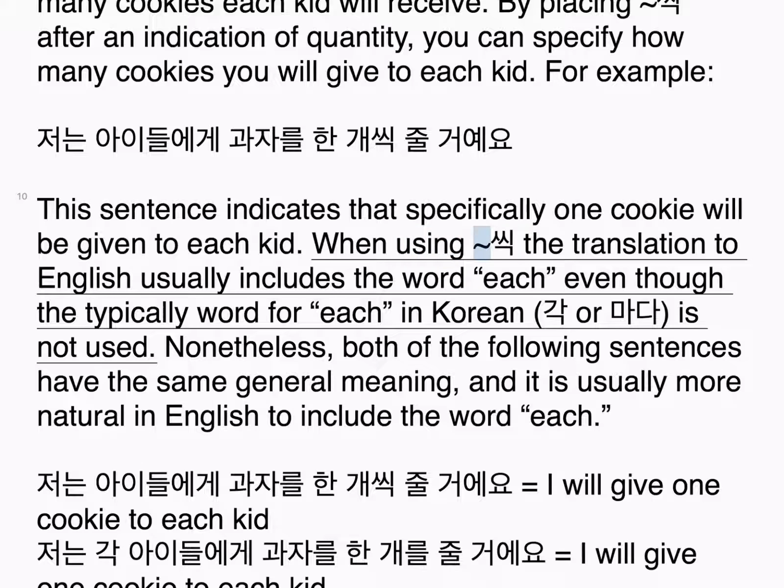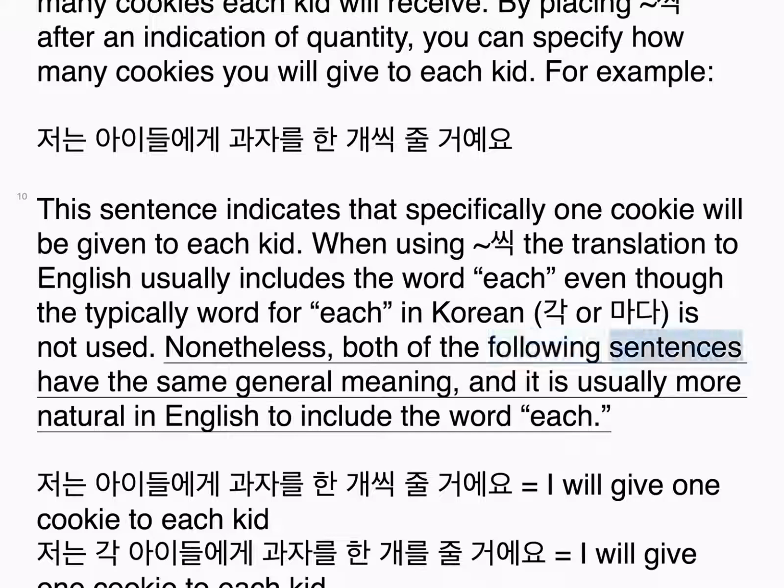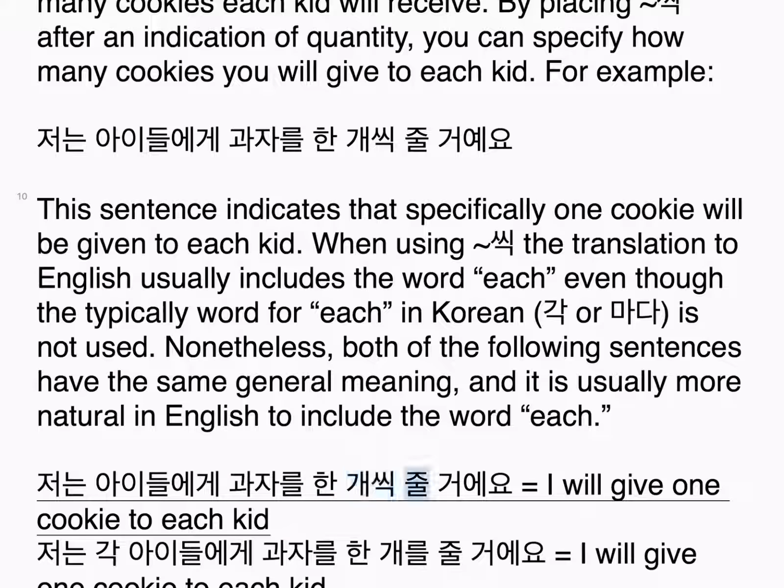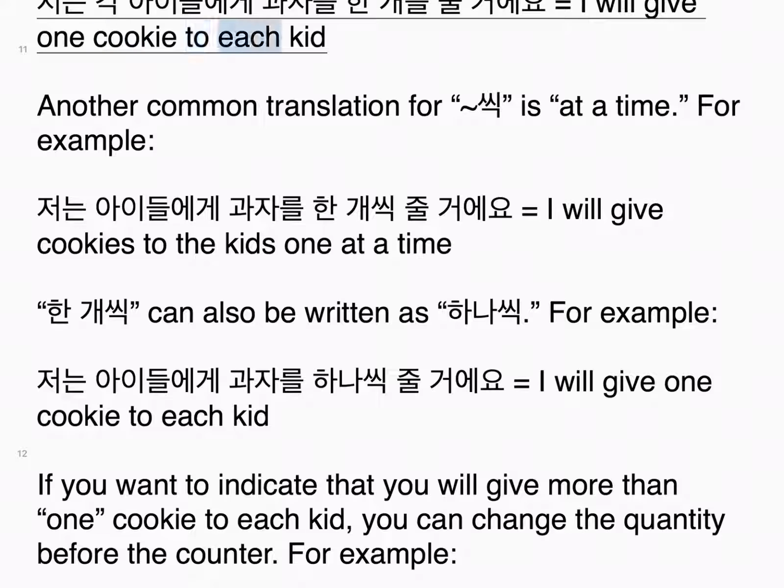When using 씩, the translation to English usually includes the word each, even though the typical word for each in Korean, 각 or 마다, is not used. Nonetheless, both of the following sentences have the same general meaning, and it is usually more natural in English to include the word each. 저는 아이들에게 과자를 한 개씩 줄 거예요. I will give one cookie to each kid. 저는 각 아이들에게 과자를 한 개를 줄 거예요. I will give one cookie to each kid.